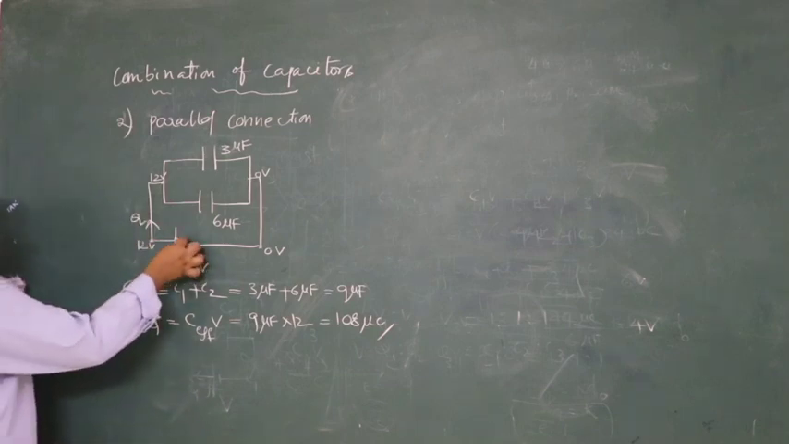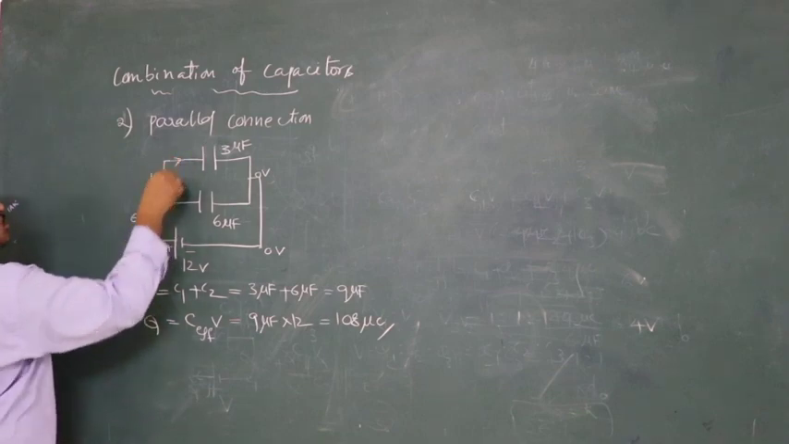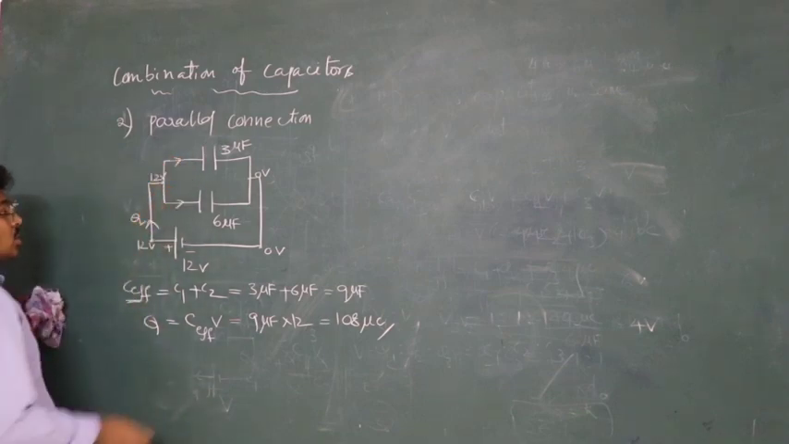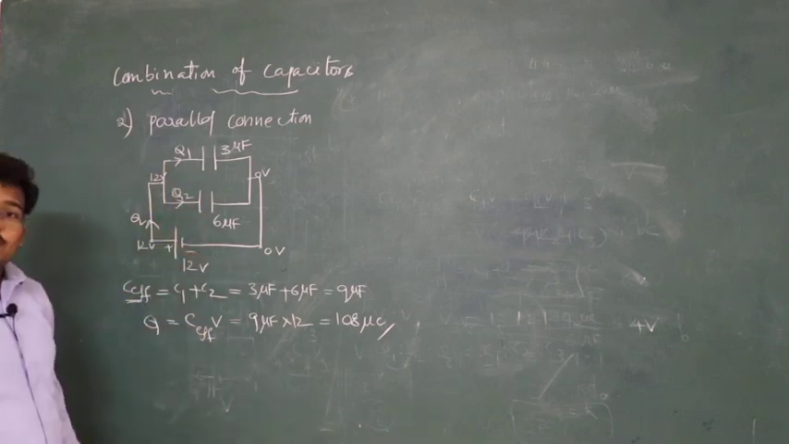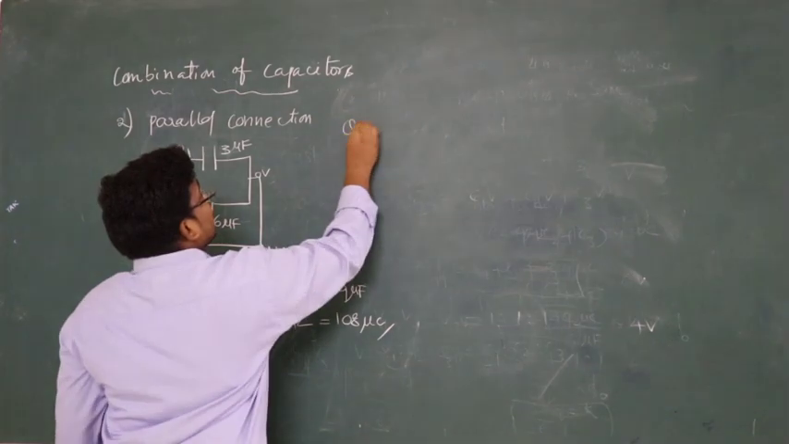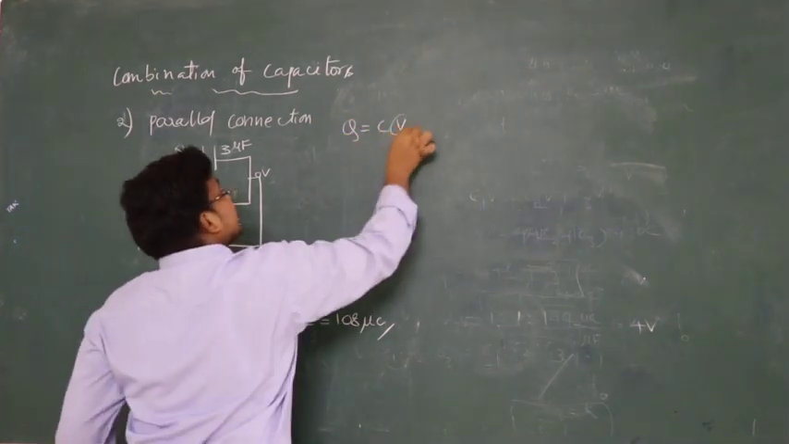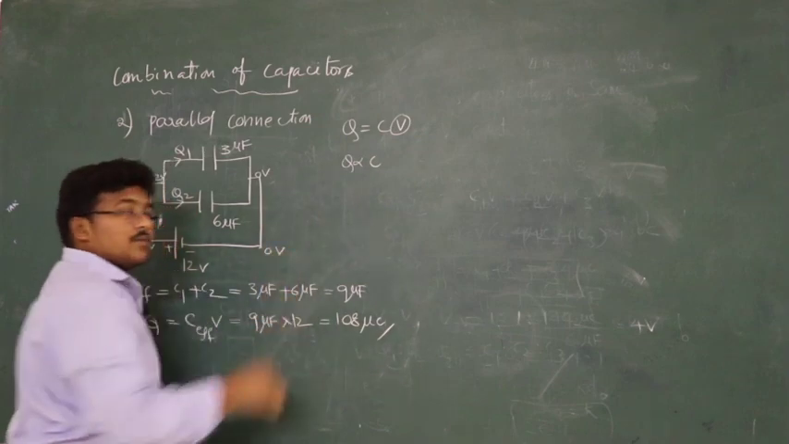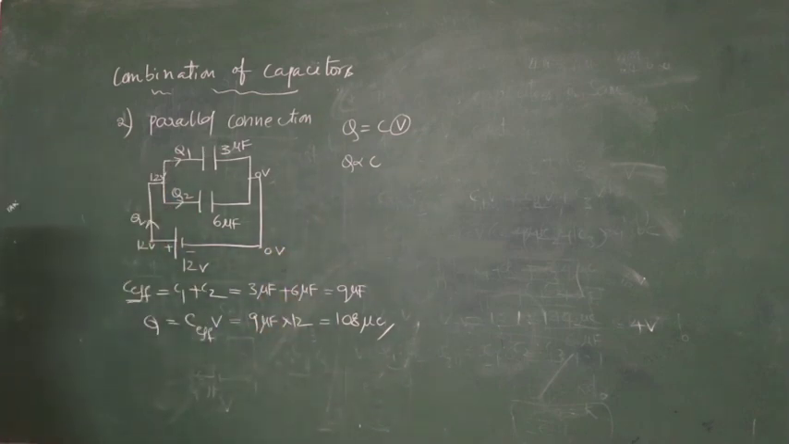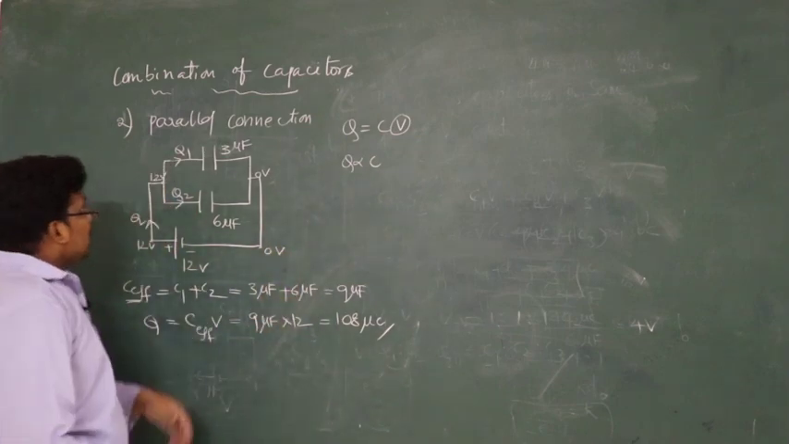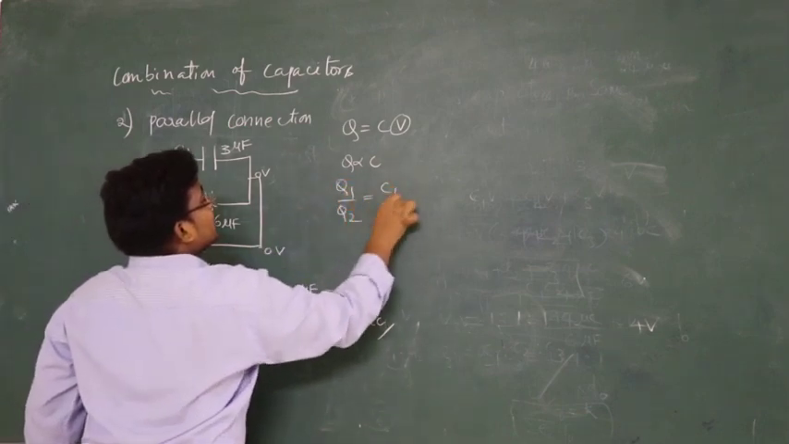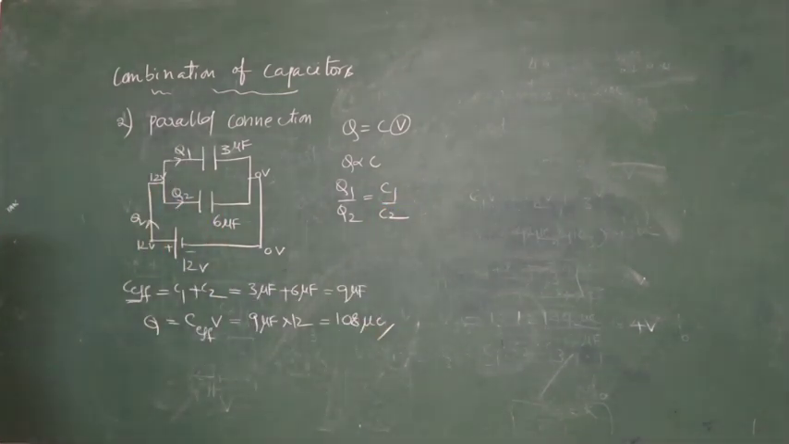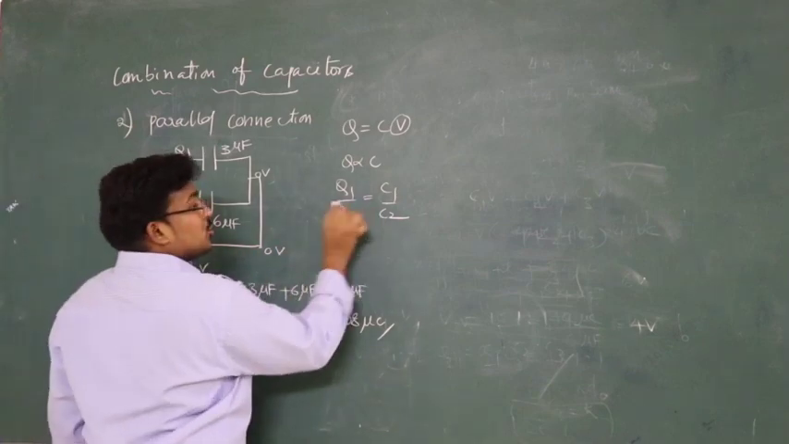Now this charge must be split into two. One is Q1, the remaining is Q2. So I already told you in parallel voltage is same. So Q is directly proportional to C. Now you can say that Q1 by Q2 is equal to C1 by C2. Now, can I get Q2 from this one?